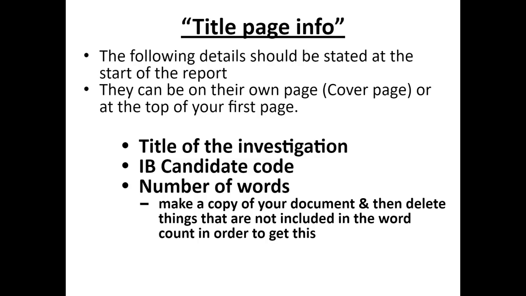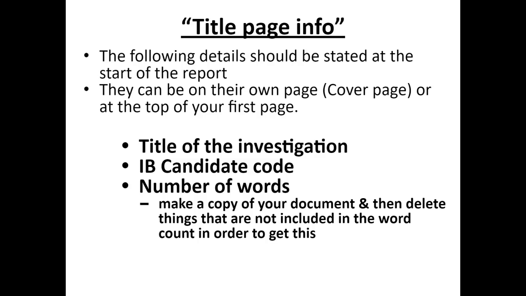You won't put your name on your IA. Instead, you'll put your IB candidate code. I know you probably don't have this code yet, so in this class, when you don't have this code, we'll just use your student ID number. That way you practice using a number here instead of your name. And then your word count goes on the title page.